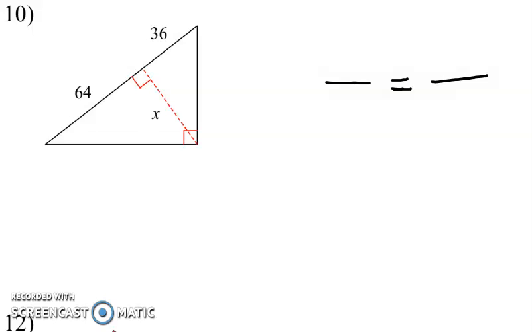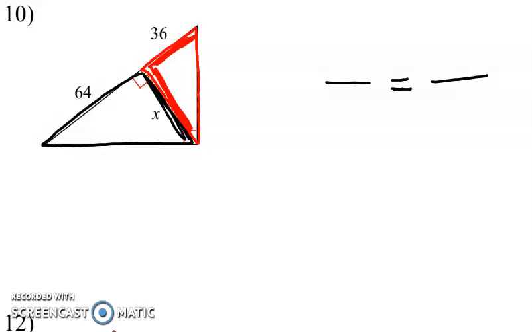So instead I'm going to use this small triangle, which has a short side given to me of 36 and a long side, that's x. And I'm also going to use the medium-sized triangle over here because it's got a short side of x and a long side of 64. So that's really the first step. Identify which triangles you're going to use, which ones have enough information for you to use.